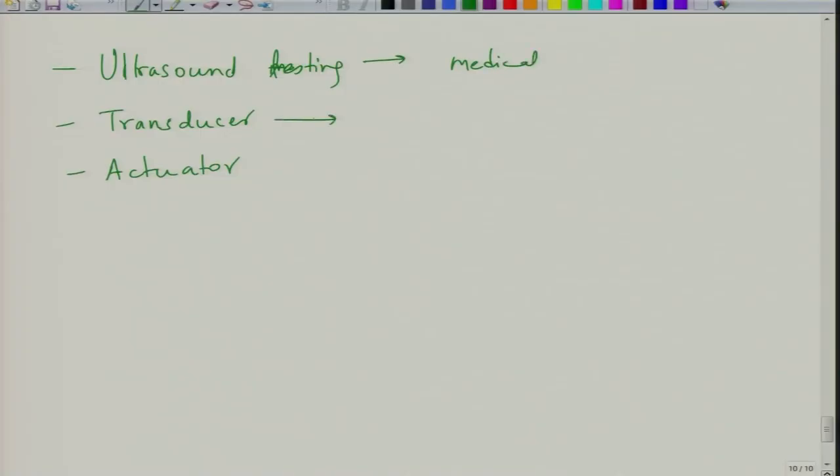Transducers are the ones where you create a transduction. Transduction means creating a linear motion. So wherever you want to create a linear motion, you can use a piezoelectric. Actuation means you provide actuation, so it's a motion-related device, and you can create an actuating device. We will look at some of those applications in the next class.